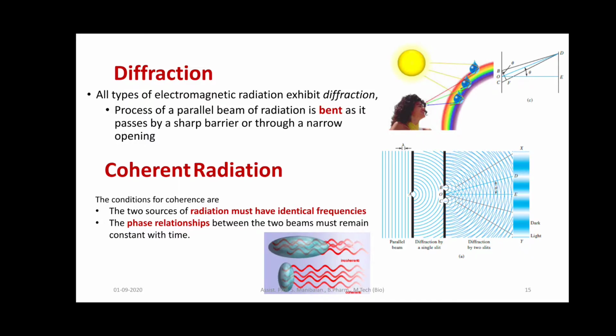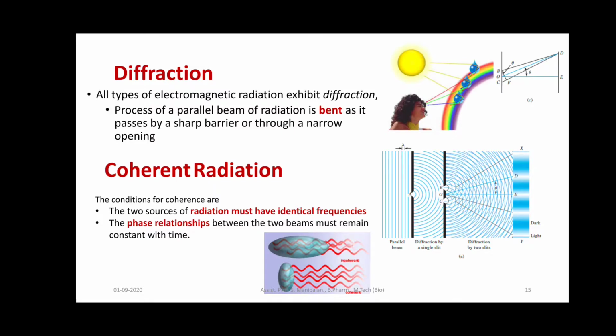Coherent radiation. The conditions for coherence are: the two sources of radiation must have identical frequency. That is the first thing, identical frequency. We already saw that in the last slide. Then the phase relationship between the two beams must remain constant with time. That is the speciality of coherent radiation. It will give more energy than the simple superposition, but the phase difference is exactly 0 degree, or 360 degree. 0 degree is the exact one.